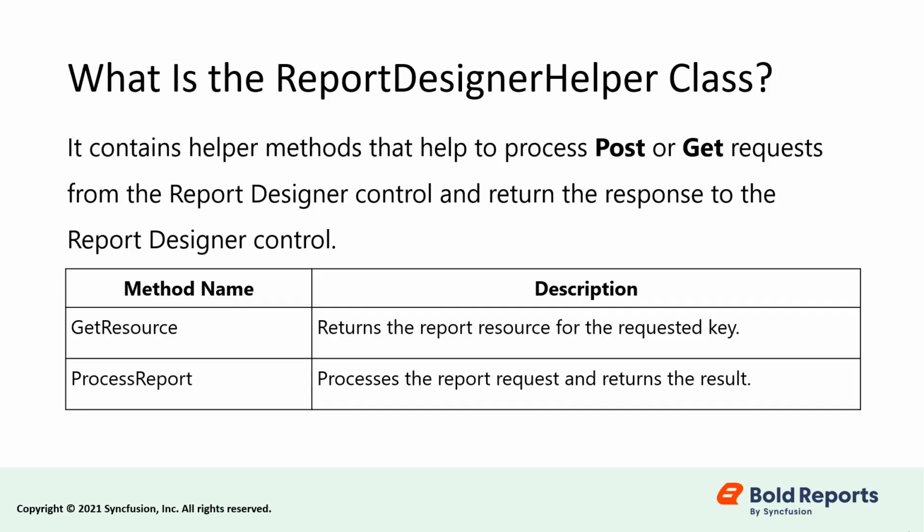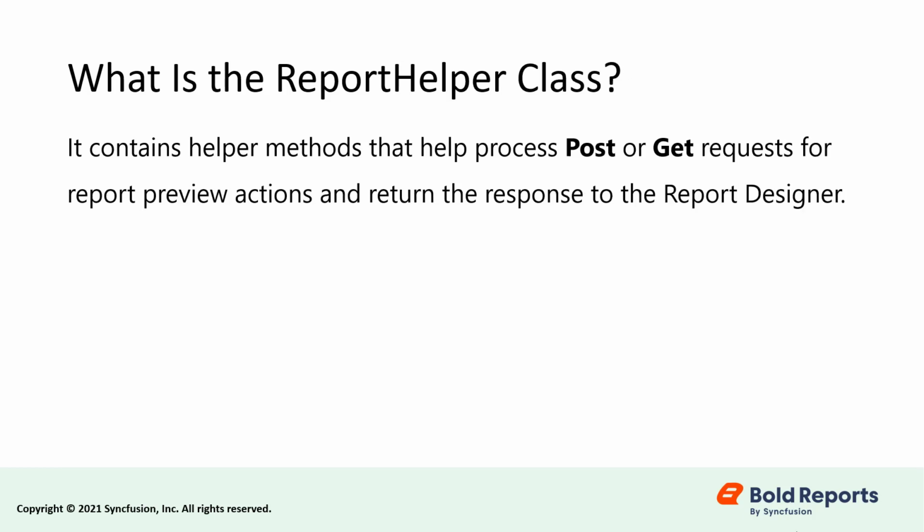The ReportDesignerHelper class contains helper methods that help process post or get requests from the Report Designer control, and return the response to the Report Designer control. It has the following methods. The GetResource method is used to return the report resource for the requested key. The ProcessReport method is used to process the report request and returns the result that needs to be rendered in the designer control. The ReportHelper class contains helper methods that help process post or get requests for report preview actions and return the response to the report designer.